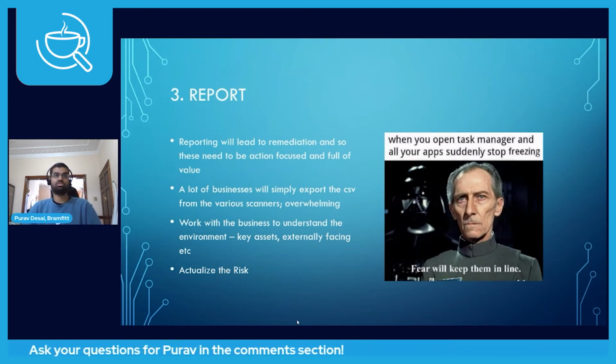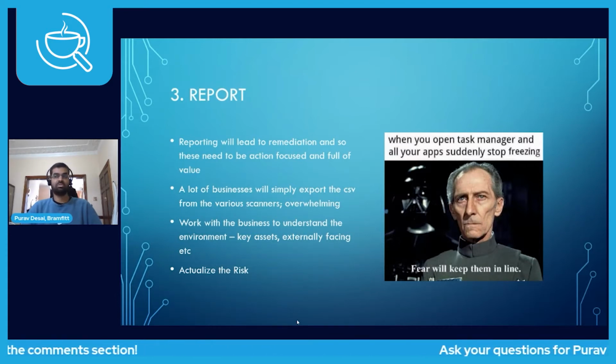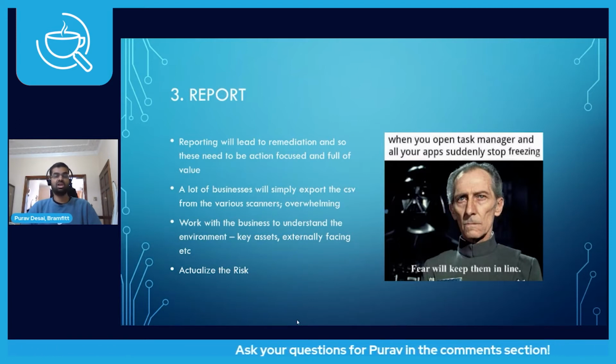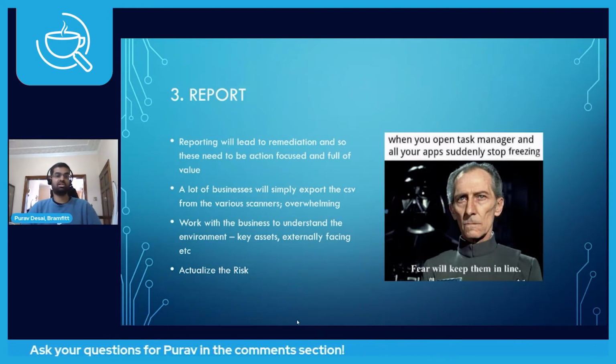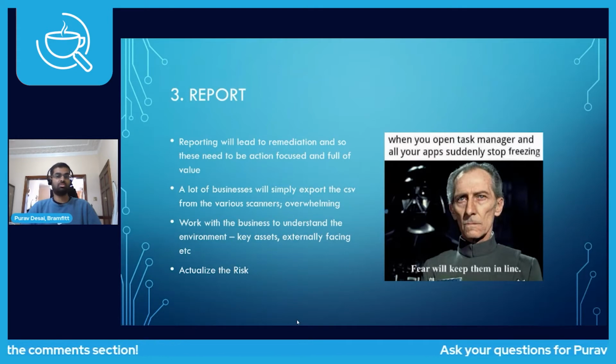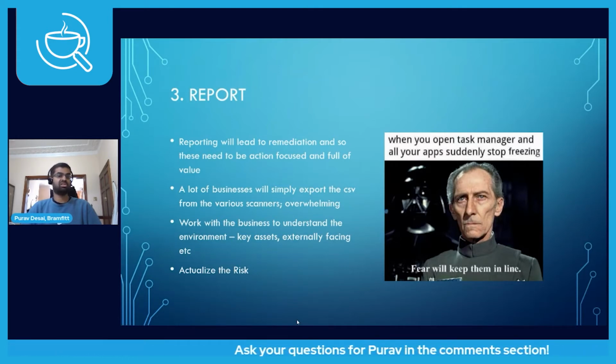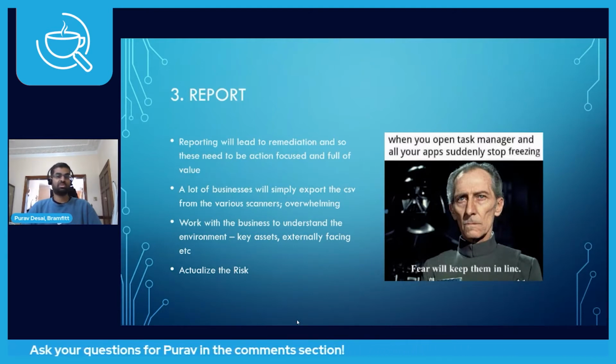And as I said in the third point here, work with the business to understand the environment. This is very critical. You want to know what your key assets are and if they're externally facing. For example, you can have some vulnerabilities that are remotely exploitable without authentication. If these are present on any external facing assets, these would be ones to prioritize. And again, in your report, you'd want to highlight this to say, please can you prioritize remediation of these assets because they're externally facing, they can be remotely compromised, and this damage could happen.